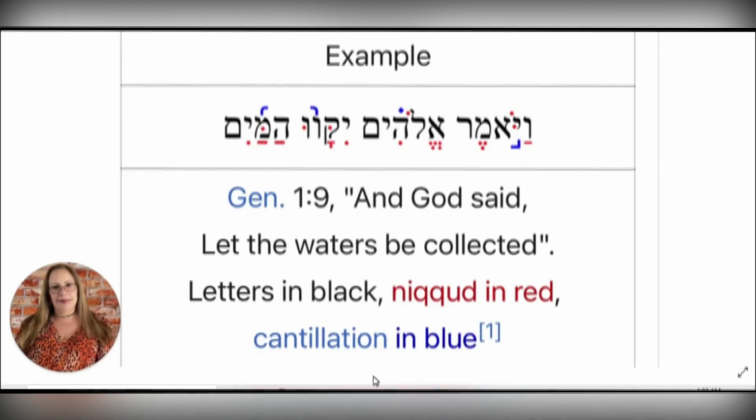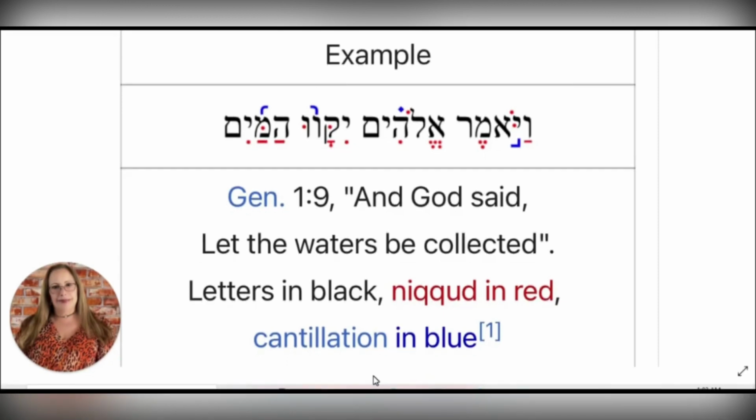And welcome. Today, I'm going to speak about the accent marks and its history. I will demonstrate the difference between the accent marks and the vowel points.